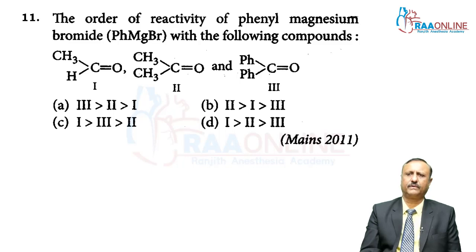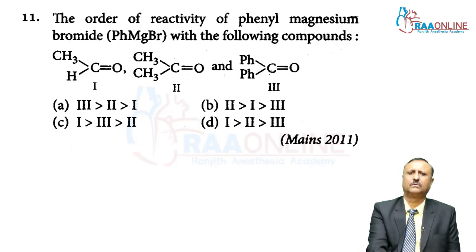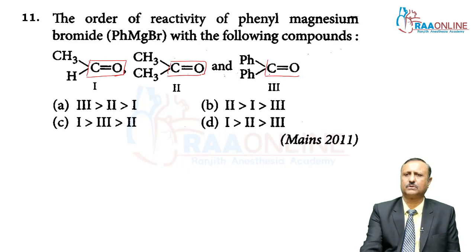Now my dear students, we go to the 11th question. The order of reactivity of phenyl magnesium bromide with the following compounds. What is the reactivity of this carbonyl compound? Here CH3 and H groups are attached to the CO group. Here the CO group is the carbonyl, and two methyl groups are attached. And here the CO group is the carbonyl, and two phenyl groups are attached. What is the concept of this question?